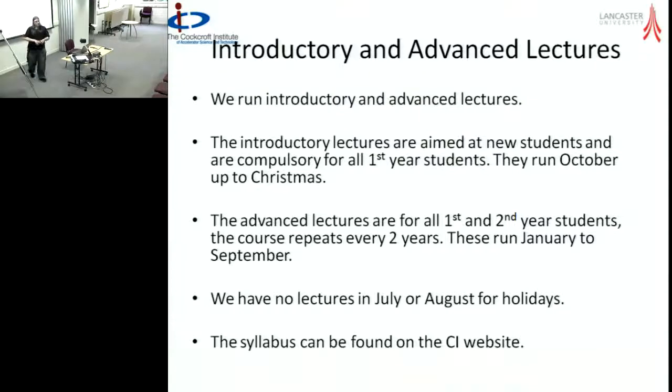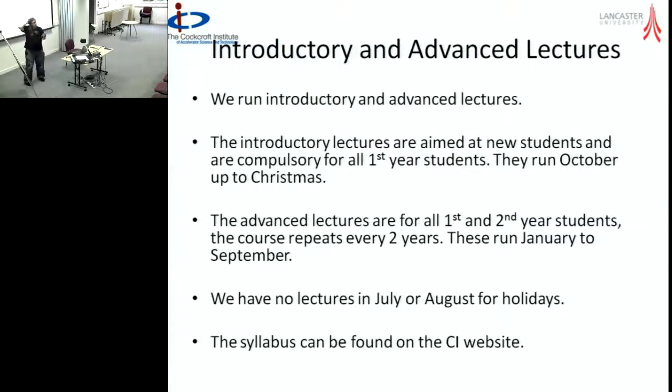So, our education scheme has two levels. We have introductory and we have advanced. The introductory lectures are for the first years only. Second years can attend if they want, but they're aimed at the first years. First years have to attend them. It's compulsory. And they run October to Christmas. They cover the very basics of accelerator science, covering magnets, RF, and introductions to everything.